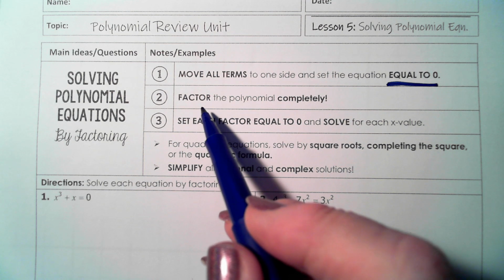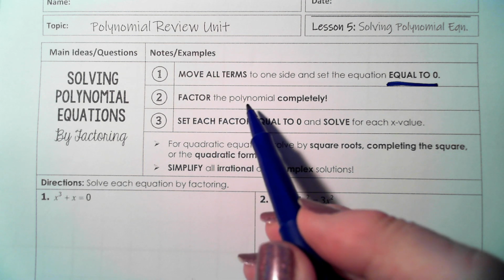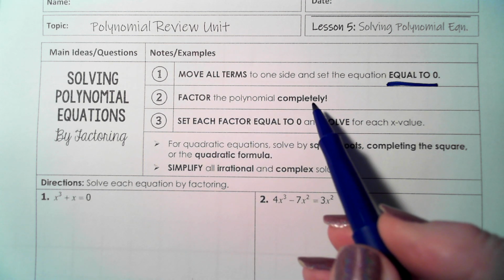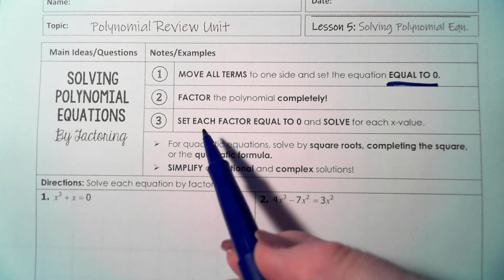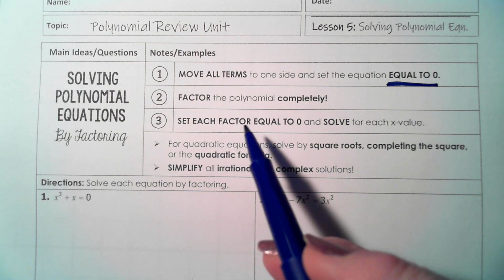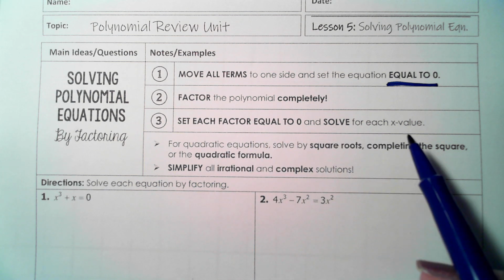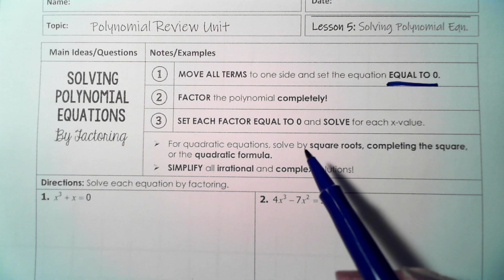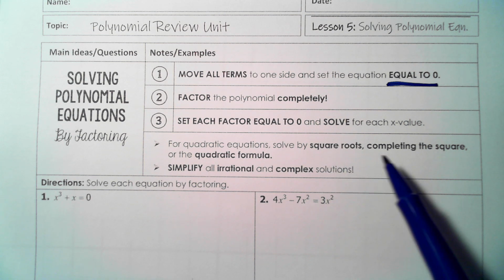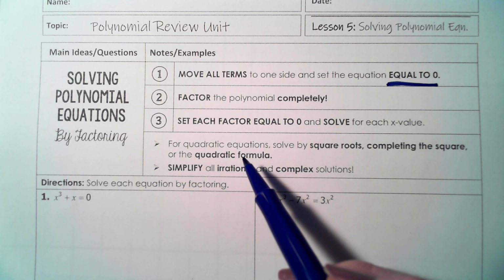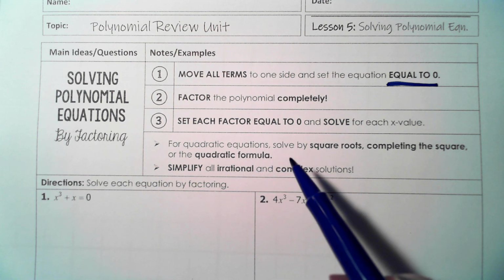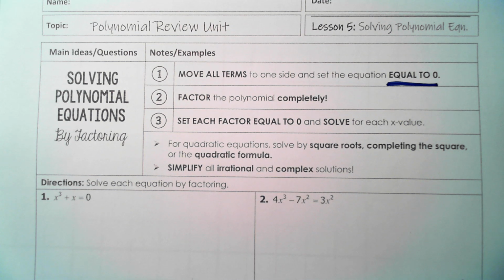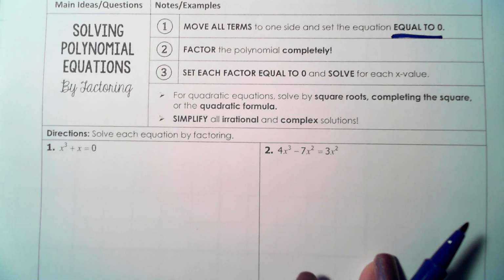So then you're going to factor the polynomial completely. And that means all the way through, not just to 2 factors, but as many as you possibly can. We're going to use a lot of our different factoring rules. We're going to set each of the factors equal to 0, solve each one of those to find the x values. Sometimes we're going to be using completing the square. Sometimes we're going to be using the quadratic formula. We're going to be doing square roots, all these different skills that we've done throughout polynomials. So let's start doing some of these problems.